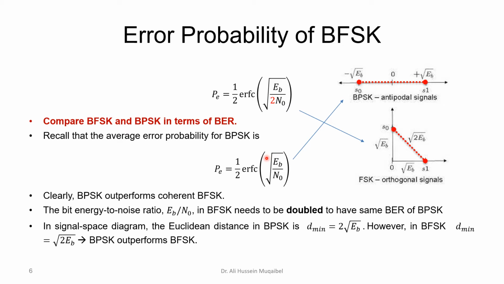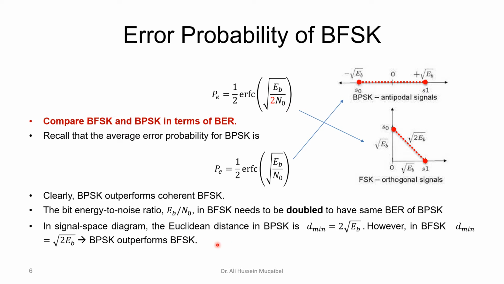error, which is better performance, because the complementary error function argument, the amount of energy per noise here, would be stronger. So clearly binary phase shift keying outperforms frequency shift keying. And of course there's a factor of two here.